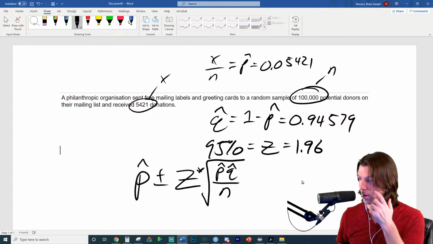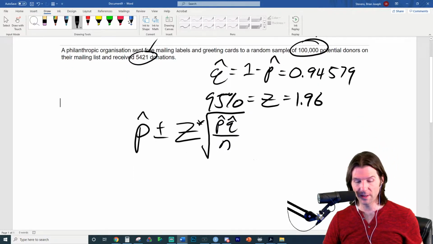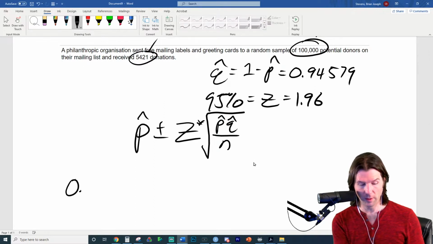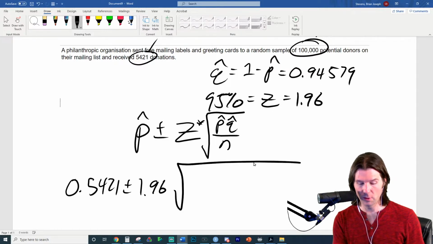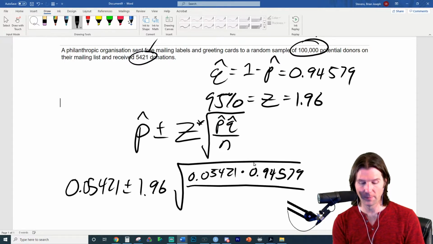And there we go. Here's the equation, and we plug in the numbers. P hat is 0.05421 plus or minus 1.96 square root. It's got to be a big one. There's a 0 there. It's a 0. One error is all it takes in mathematics to have everything go haywire, so you always double check what you write down. There we go right there.